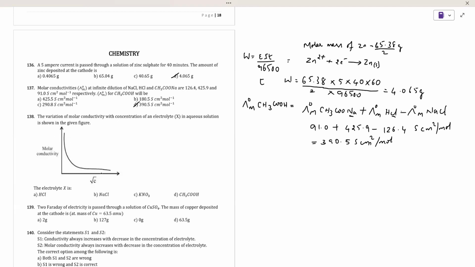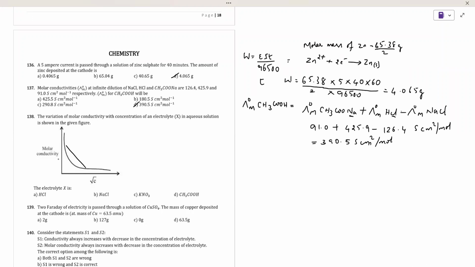So basically, this type of graph we will get for weak electrolytes. So hence, the electrolyte X we need to pick from the options. All of us know that if it is a strong electrolyte, when a graph is plotted between molar conductivity and root C, we get a straight line like this, right?